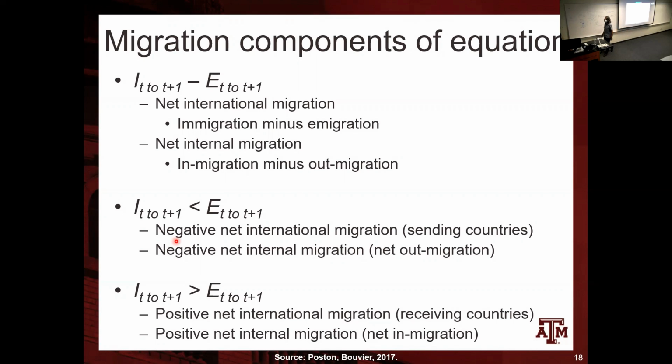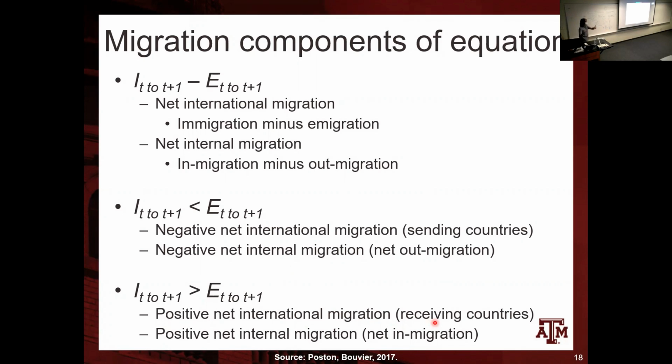If you're talking in terms of internal migration, whenever the number of out-migrants is greater than the number of in-migrants, we have a negative net internal migration. So a specific area has a net out-migration, more people getting out to other areas within the country than going in. And then the opposite, more people moving in than moving out, is called a positive net international migration. That's the case of receiving countries. That's the case of the US, for example.